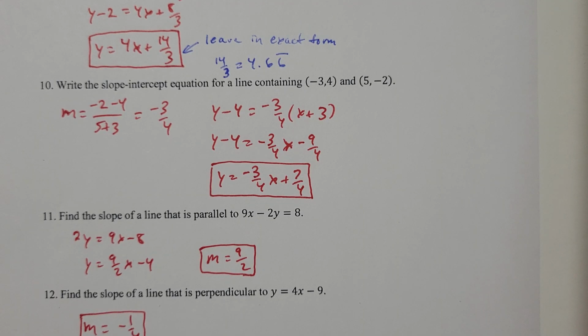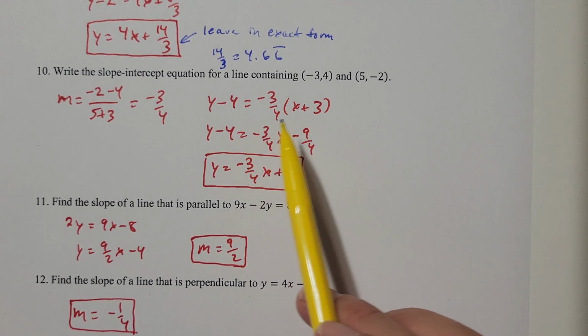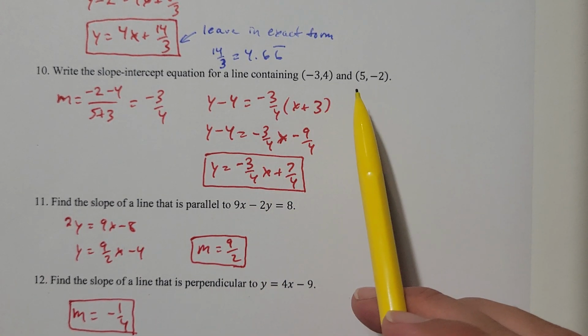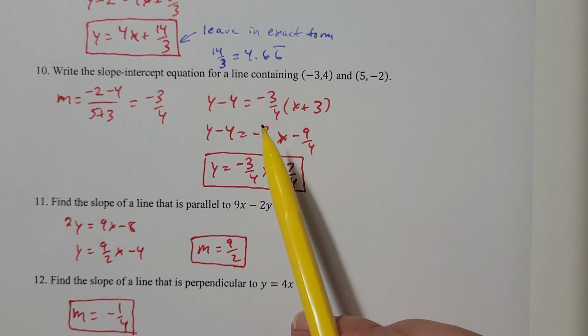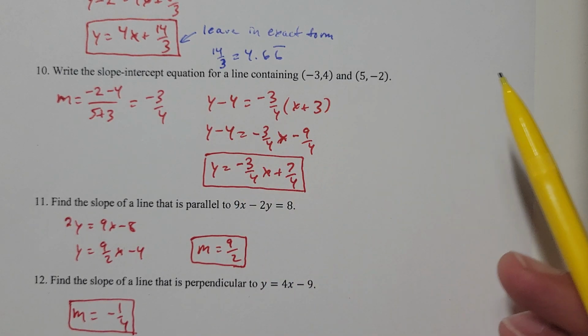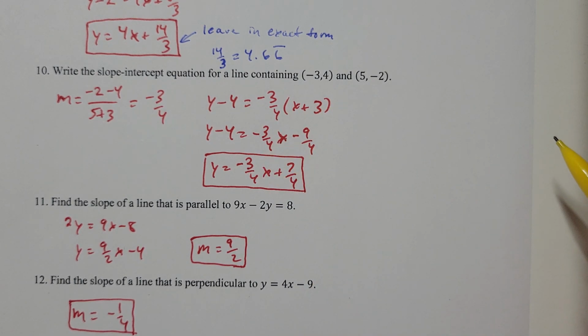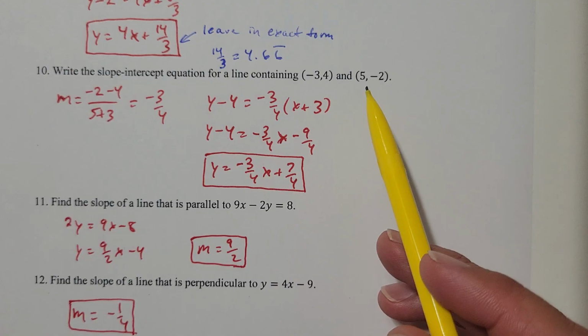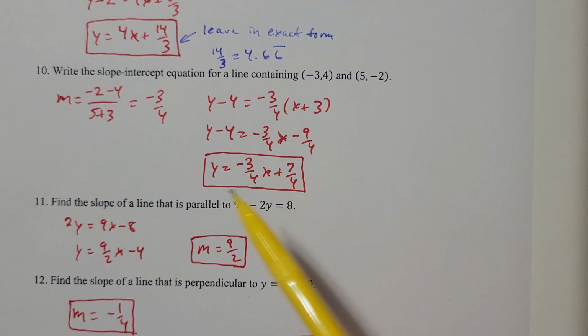In problem 11, they want us to, and by the way, both these points are on this line here. So it doesn't matter which point I use when I'm using the point slope equation. Okay, just pick either one of them. Okay, if I were to pick 5, -2, I'd still get the same answer, if everything is done right there.